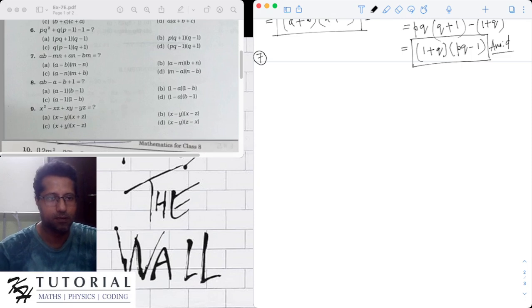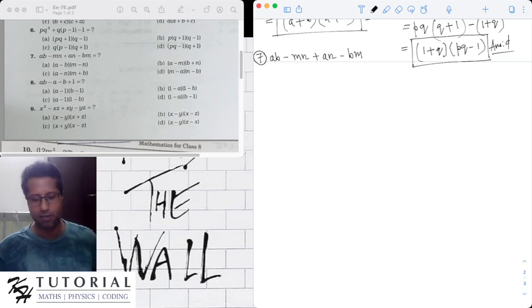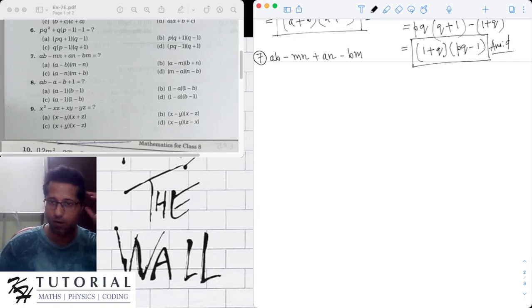Problem number 7, the polynomial is AB minus MN plus AN minus BM. Now we can clearly see that we have to apply the grouping of terms, because we don't see any square, that is, it is not of the form a square minus b square, or a plus b whole square or a minus b whole square, nor is it of the form quadratic trinomial. So based on the concepts we have discussed in the previous videos, we can only apply the concept of grouping, that is, we have to group terms so that each group will have a common factor.